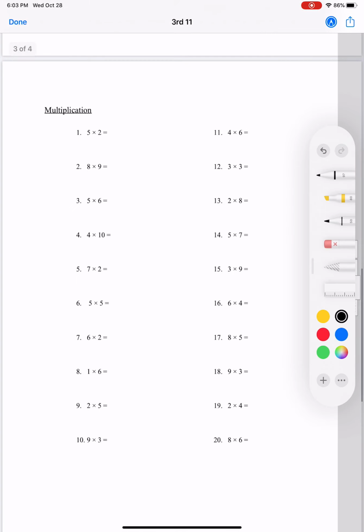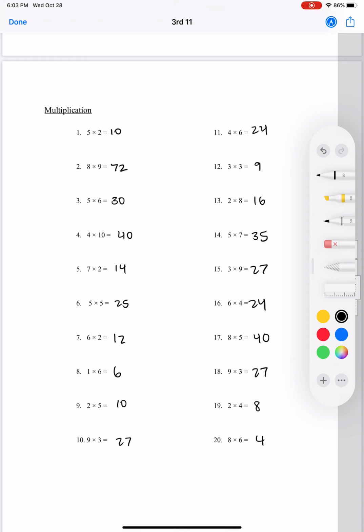Okay, you guys are probably pros at this now because it's been on every single worksheet, but I'll just go through them quickly. So 5 times 2 is 10, 9 times 8 is 72, 5 times 6 is 30, 4 times 10 is 40, 14, 25, 12, 6, 10, 27, 24, 9, 16, 35, 27, 24, 40, I think. 9 times 3, 27, 8, and 48.